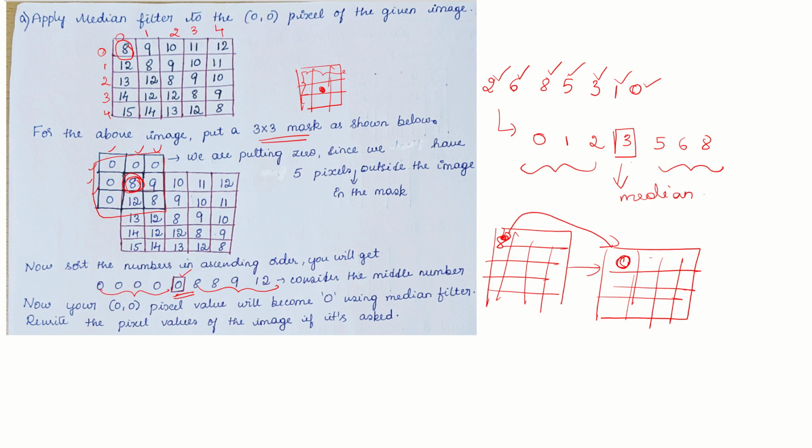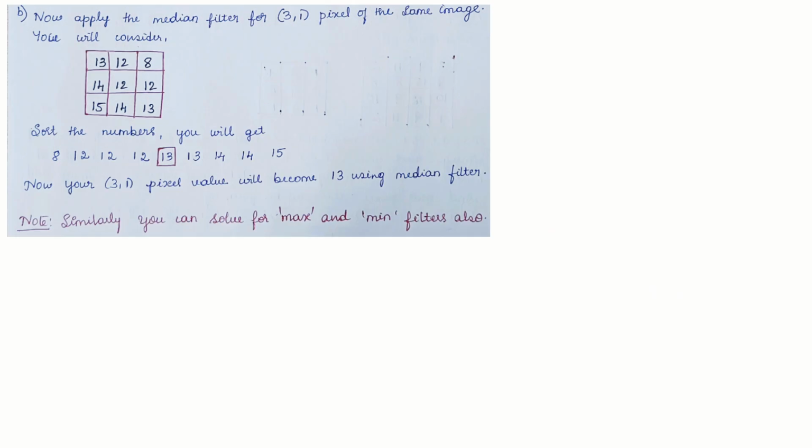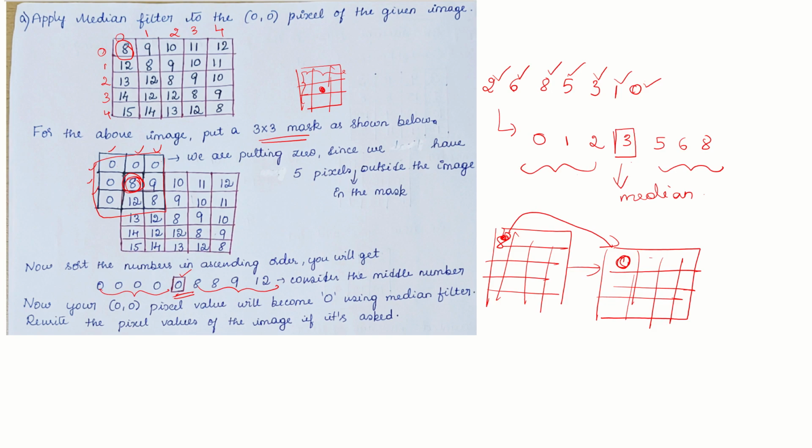There is one more case which is easy compared to this one. Now we are going to apply the median filter for the 3, 1 pixel of the same image. See, 3, 1 pixel in this image. 3, 1 in the sense, what is that? Third row, first column.